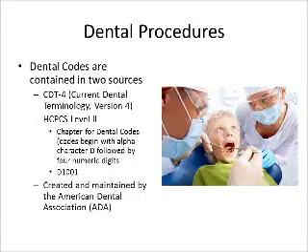Next, let's talk about dental codes. Dental codes are contained in 2 different sources. They can be found in the CDT, Current Dental Terminology version 4, or the HCPCS level 2. The dental codes begin with the character D, followed by 4 numeric digits. An example would be D1001. This is created and maintained by the American Dental Association, or the ADA.